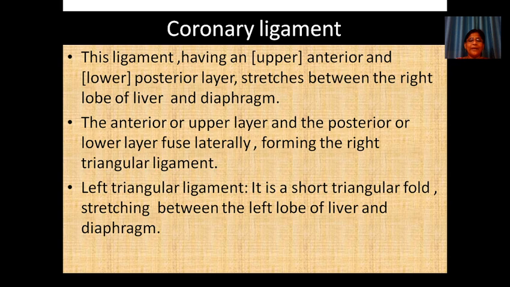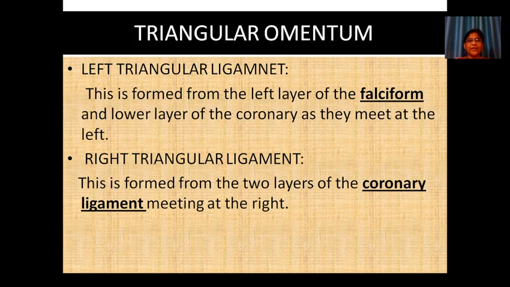The left triangular ligament is a short triangular fold stretching between the left lobe of the liver and the diaphragm. Okay, this is the right side, this is the left side. This is between the left lobe of the liver and the diaphragm, and then the anterior and posterior layers fuse laterally, forming the right triangular ligament. Okay. Next are the triangular ligaments: left triangular ligament and right triangular ligament.